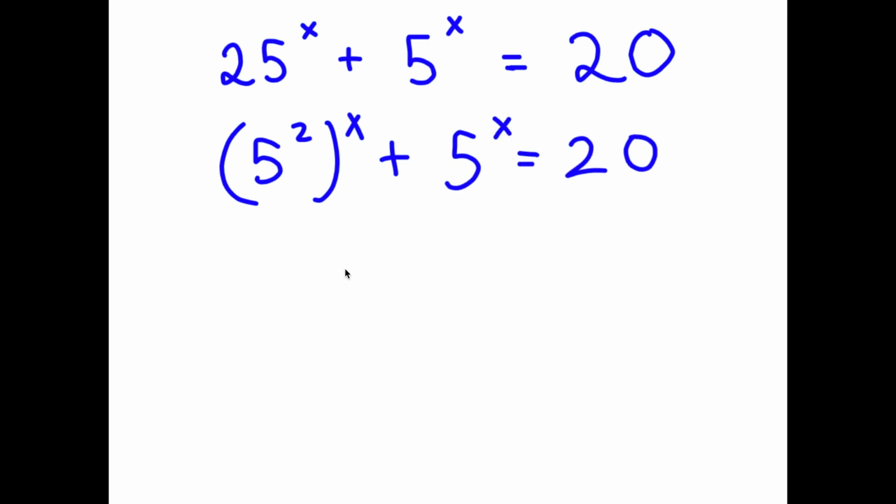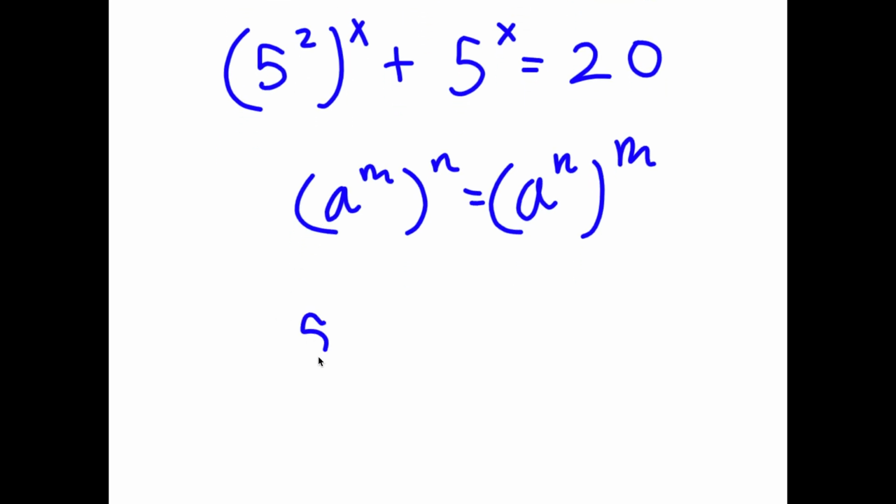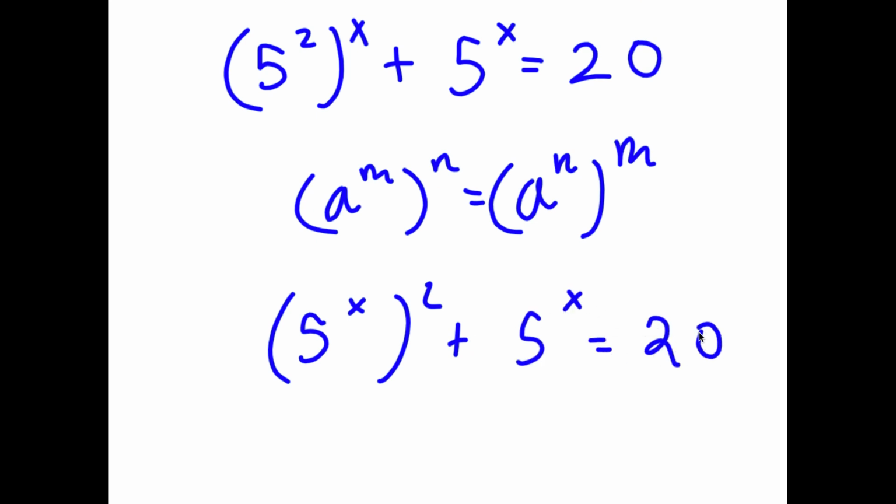Now, if I have something in the form a to the power of m to the power of n, this is the same thing as a to the power of n to the power of m. So I'm going to write 5 to the power of 2 to the power of x as 5 to the power of x to the power of 2. So I have that plus 5 to the power of x is equal to 20.